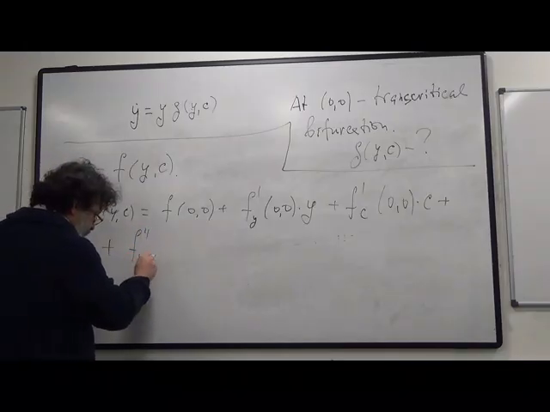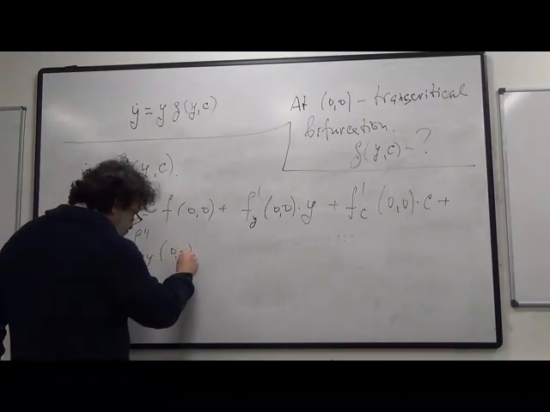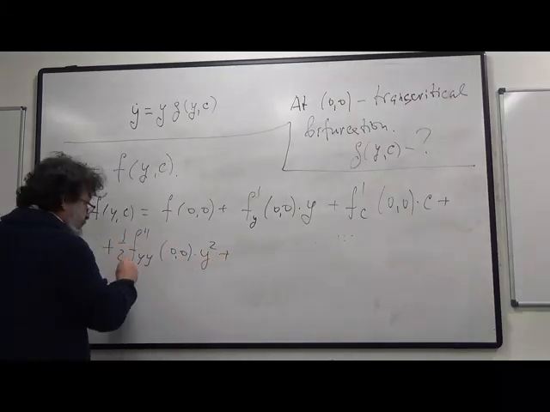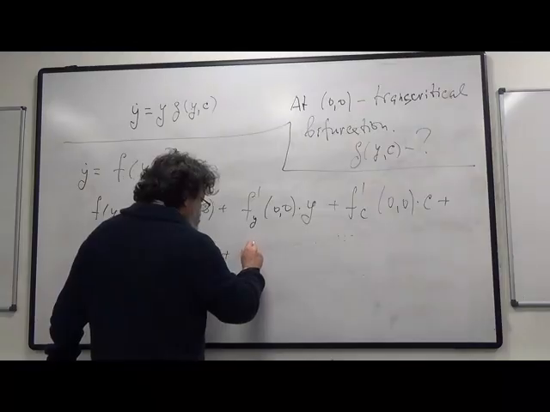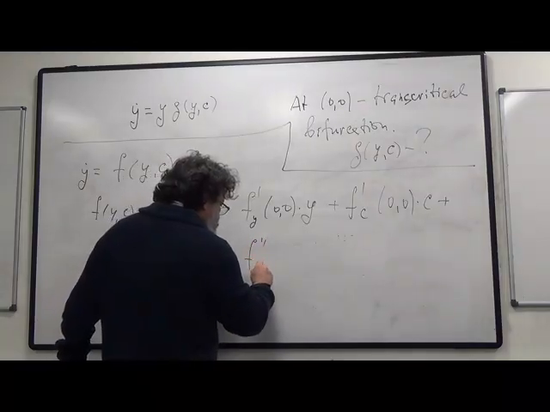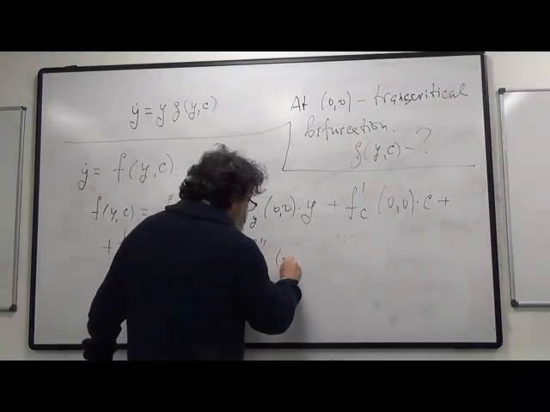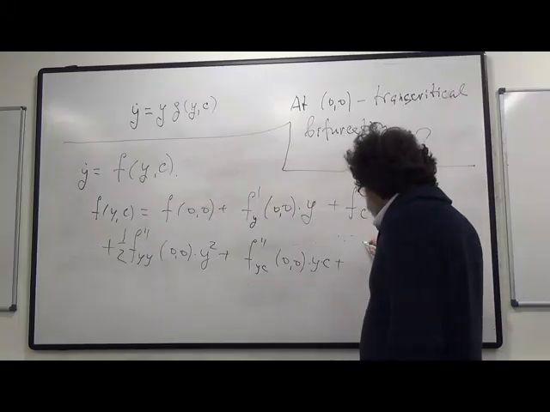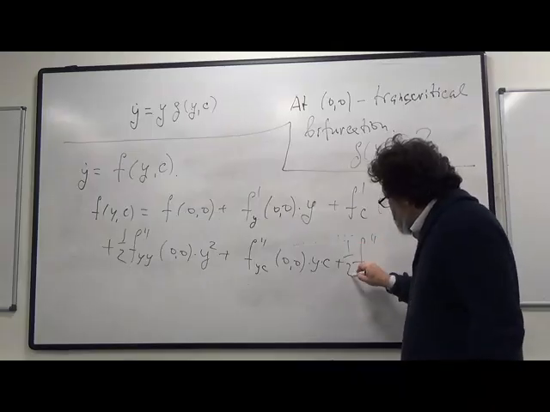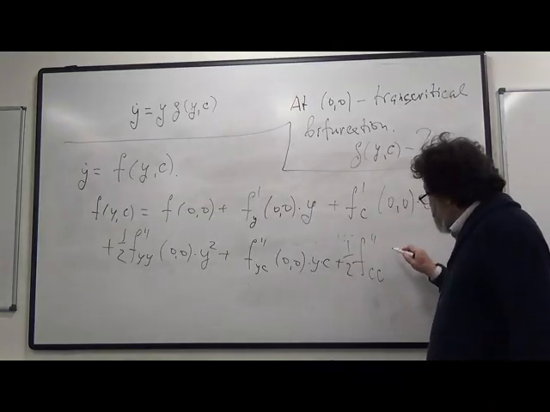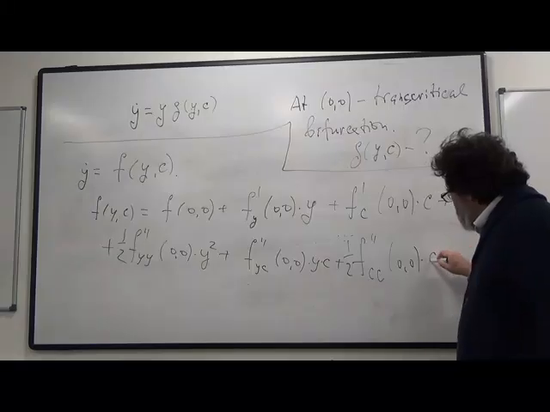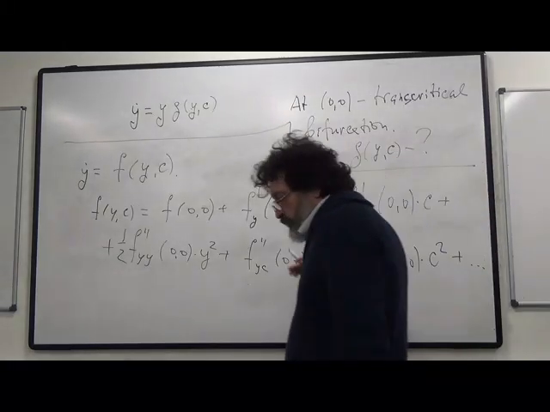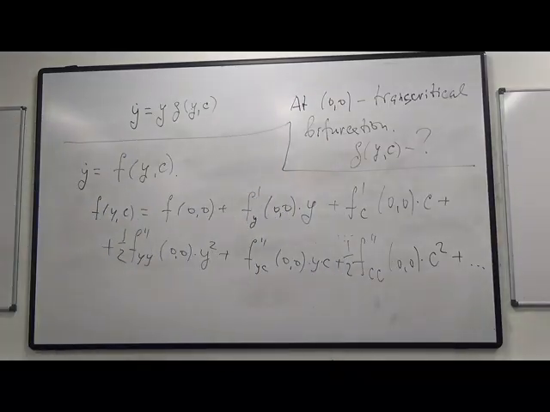and three second order terms here. Second derivative over y times y squared, plus the mixed derivative at 0, 0 times y times c, and the last term is half of the second derivative over c at 0, 0 times c squared. There will be more terms, but they are already cubic terms at this time.